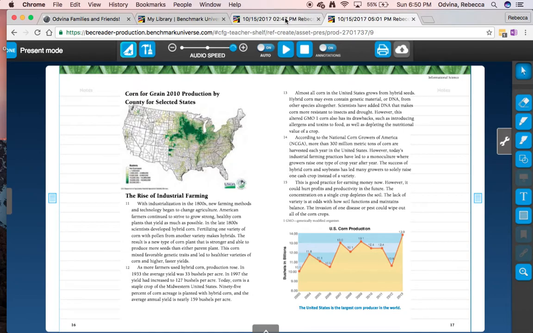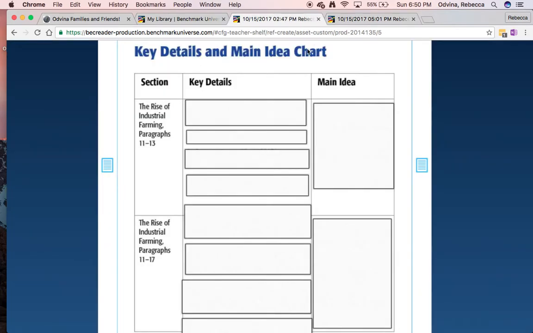Now I want to go back to what our job is. Your job is to read paragraphs 11 through 13. You should have read through to find the key details and the main idea. And then as a group, I want you to go through paragraphs 11 through 17. There is some overlap here. Keep that in mind. The rise of industrial farming, paragraphs 11 through 17.